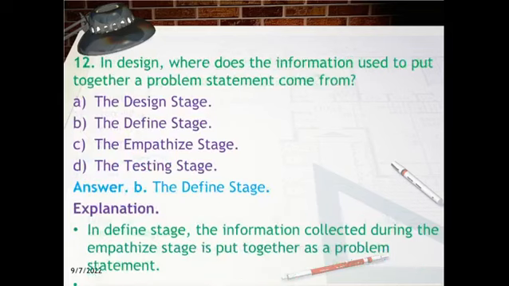12. In design, where does the information used to put together a problem statement come from? The design stage, the define stage, the empathize stage, the testing stage. Answer: B. The define stage. Explanation: In the define stage, the information collected during the empathize stage is put together as a problem statement.